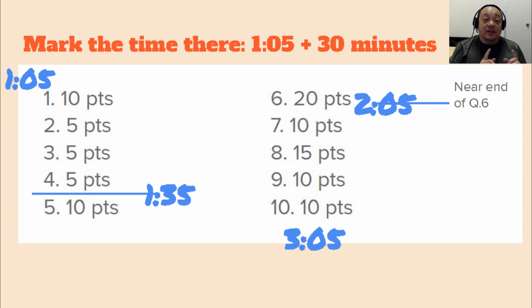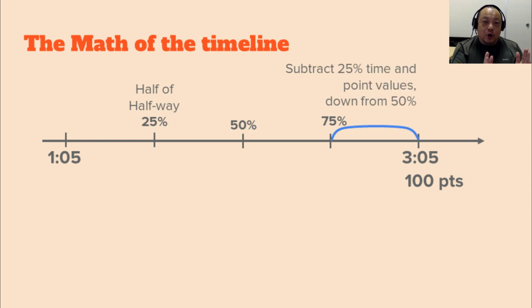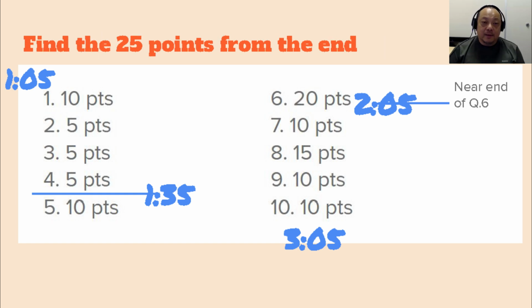Now we want to find the 75% mark. We can either add 25 points from the 50% mark, or we can go back 25 points from the end. In this case, the 50% mark is inside of question 6. That makes it a little uncertain how we'll add the 25 points. Instead, let's subtract 25 points from the end.